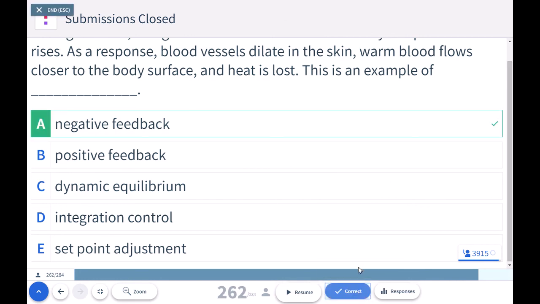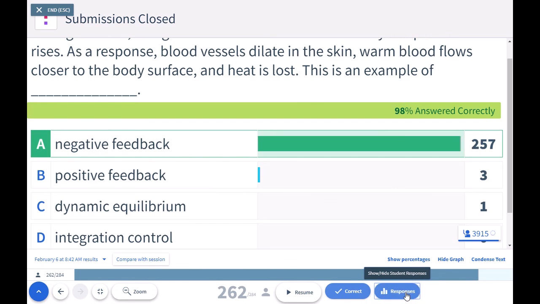The correct response was negative feedback. And I think we understand negative feedback pretty well based on this feedback from the class. Kudos to you guys. Pat yourselves on the back.